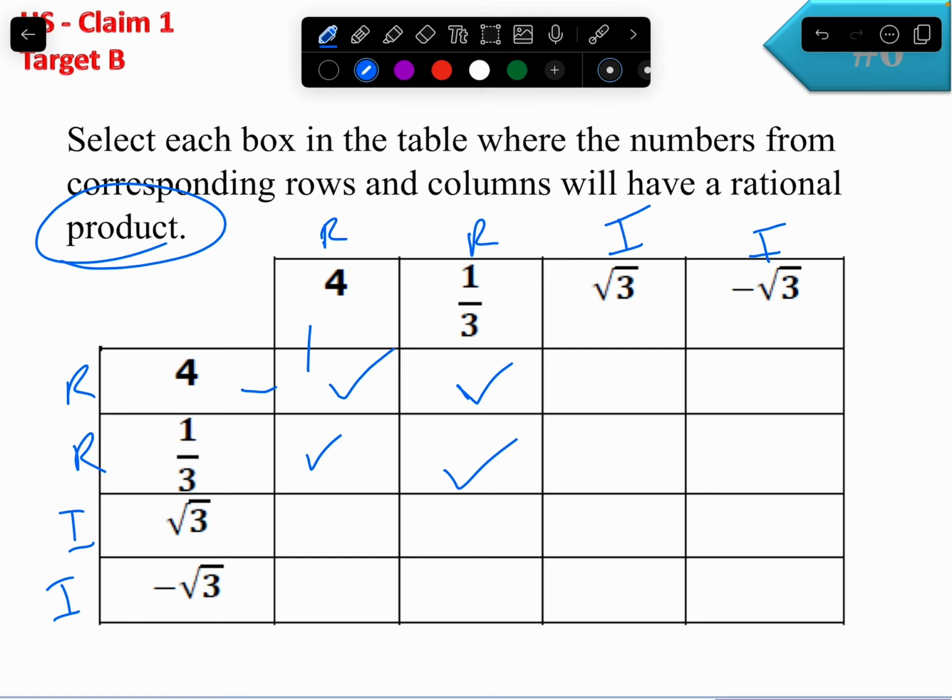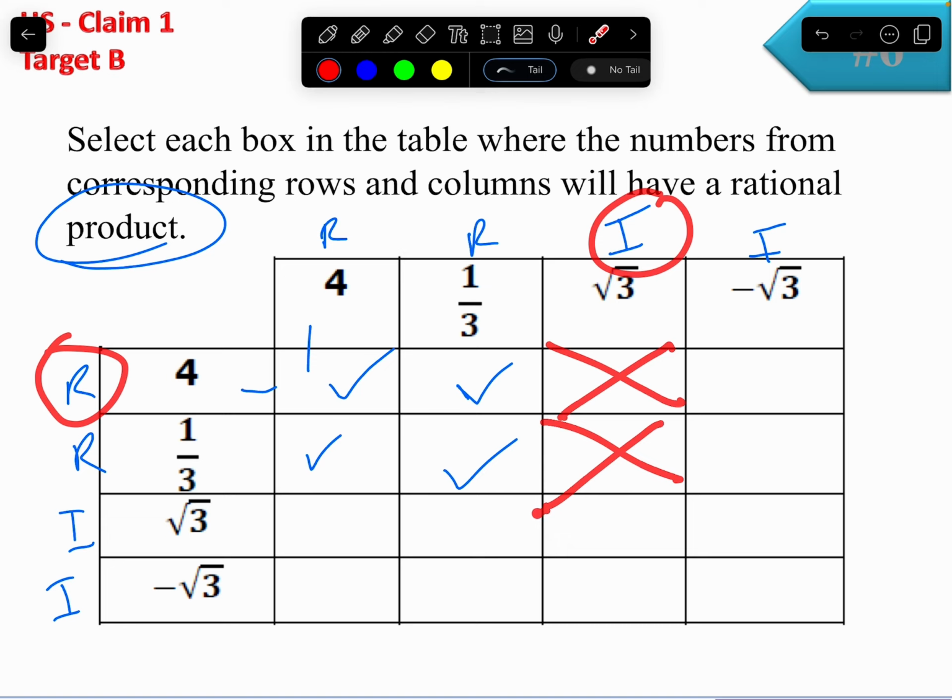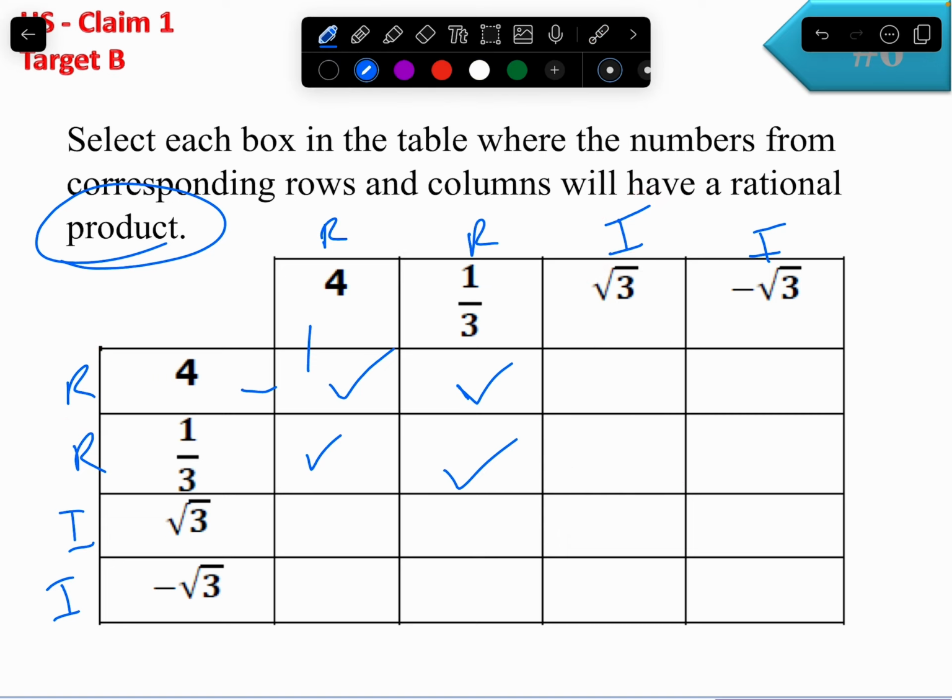Now how about this? We know that rational times irrational, we can't do that. No, we can't. But how about square root of 3 times square root of 3? So square root of 3 times square root of 3, that is square root of 3 times 3, which is square root of 9, which is positive 3. Therefore, we actually check this box off right here because it ends up as a rational number.